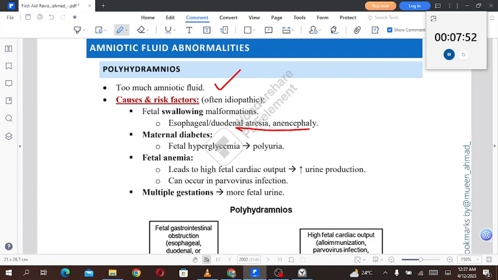Fetal swallowing malformation. Suppose the stomodeum or the mouth of the fetus is not developed properly, or maybe the fetus has anencephaly, and due to that the swallowing centers are not developed. Basically, the major chunk of the amniotic fluid comes from fetal urine, and that fetal urine is then swallowed by the fetus itself, so that the amount of amniotic fluid is retained in equilibrium at optimum quantities. If it increases above the optimal level, it is called polyhydramnios. If it becomes lower than the optimal level, that is called oligohydramnios.